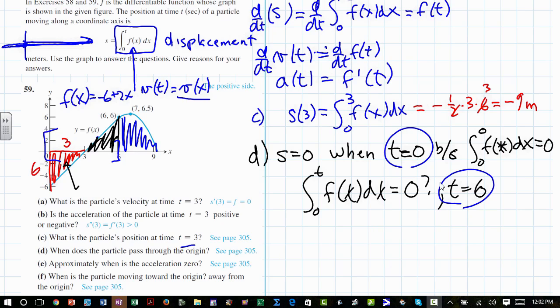All right. When is the particle moving toward the origin? The answer is it's moving toward the origin during this shaded part, from 3 to 6. During the first part, it was moving away from the origin, which it started at, until 3. And then at 3, it started moving back. Now at 6, it's back at the origin. And from then on, it's always moving positively away. So it's only from 3 to 6 that it's moving toward the origin. All right. That's that.